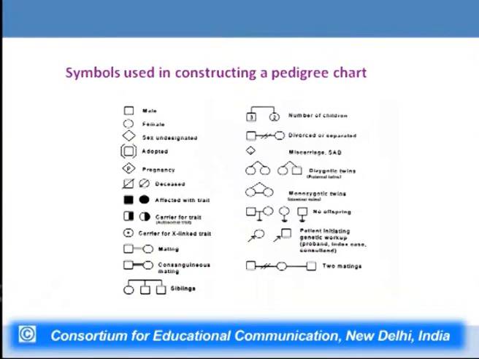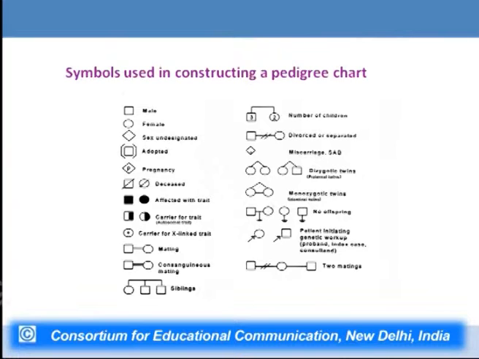These are the symbols which are used in constructing a pedigree chart. For denoting individuals of different sexes, that is for denoting male and female, we use different symbols. For male, a square is used, whereas for female, a circle is used. In case the sex of the individual is undesignated or unidentified, then a rhombus is used.